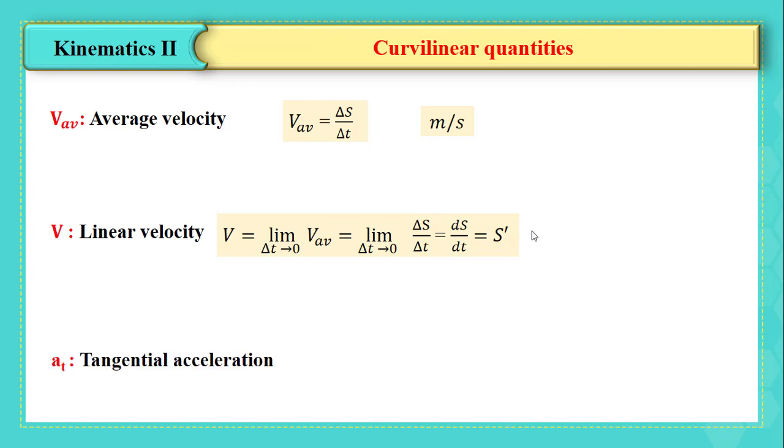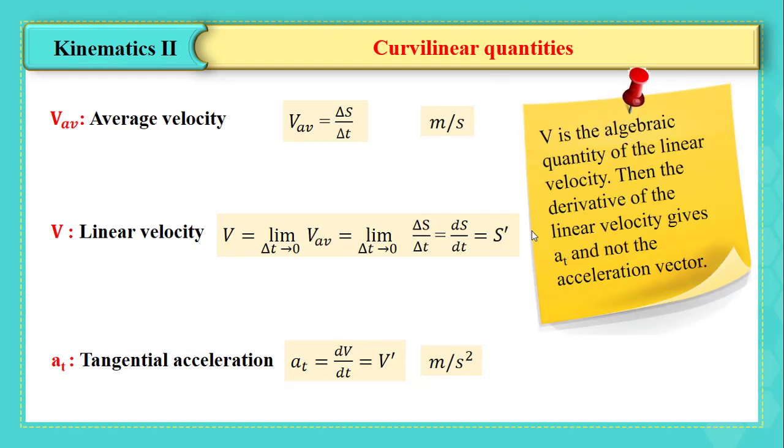The tangential acceleration is the derivative of the linear velocity with respect to time, and its unit is given in meter per second squared. Pay attention that v is the algebraic quantity of the linear velocity. Then the derivative of the linear velocity gives at and not the acceleration vector.